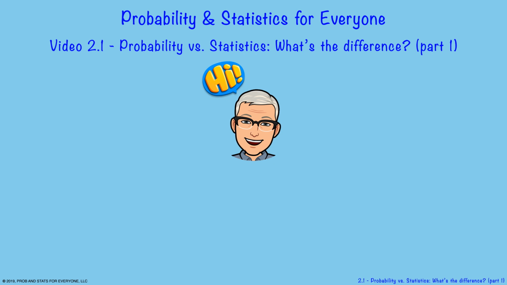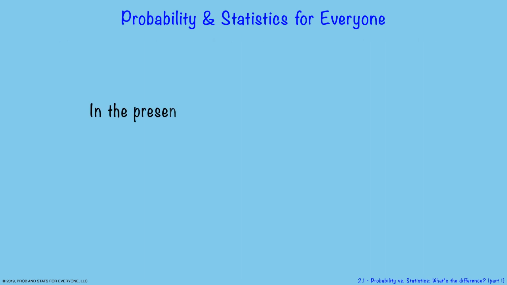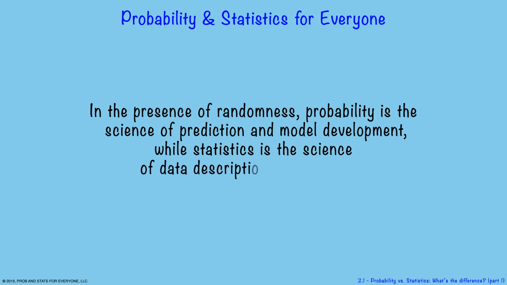In this video, we'll begin our exploration into probability and statistics, beginning with a definition that I've come up with to introduce them both while drawing a distinction between them. So let's get started. In the presence of randomness, probability is the science of prediction and model development, while statistics is the science of data description and inference. In video 3, we'll break this definition down into key words and phrases and explore each of them on their own.